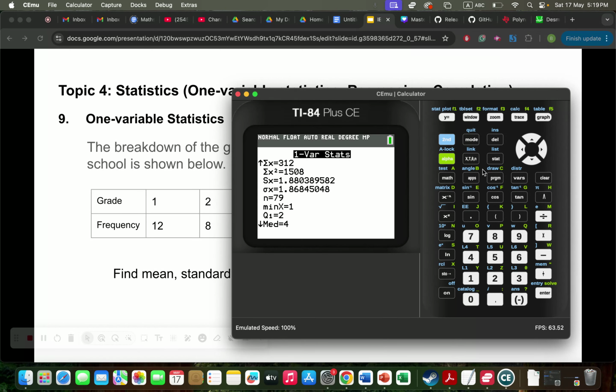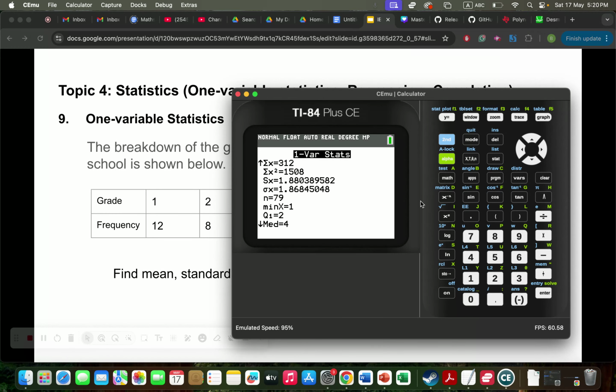Standard deviation, we're going to be looking at this one, which is sigma x, which is 1.87. This is actually what we call the population standard deviation, and that's what is expected in the IB. Now, Sx is the sample standard deviation. That's not what we're looking at when it comes to the SL course, okay? So we're looking at 1.8684548 to be the standard deviation, and just make sure you round it to 3SF.